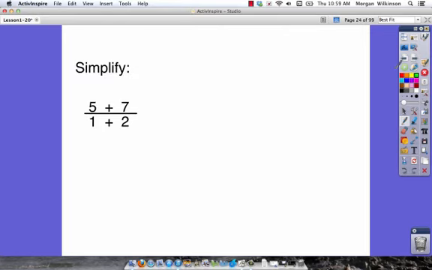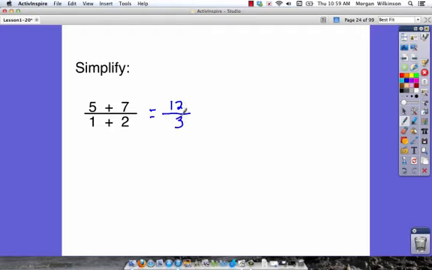Alright, now let's go ahead and look at another problem. We're going to simplify here. We've got (5 plus 7) divided by (1 plus 2). Now when we have a problem like this, it looks like a fraction, we need to simplify everything in the numerator on top first, and then everything in the denominator second. If we have to simplify in the end, we will. So 5 plus 7 is 12, and 1 plus 2 is going to give us 3.